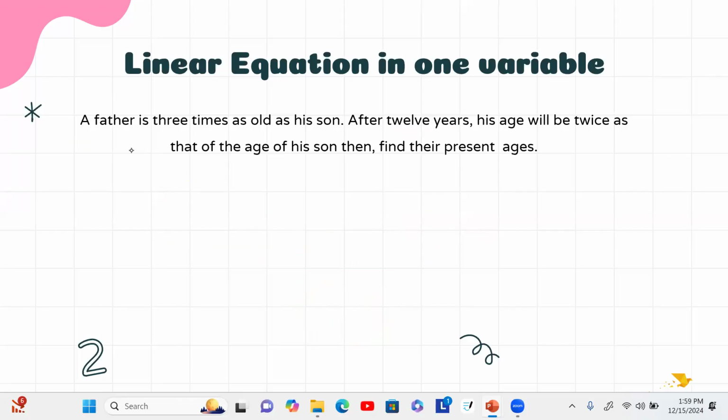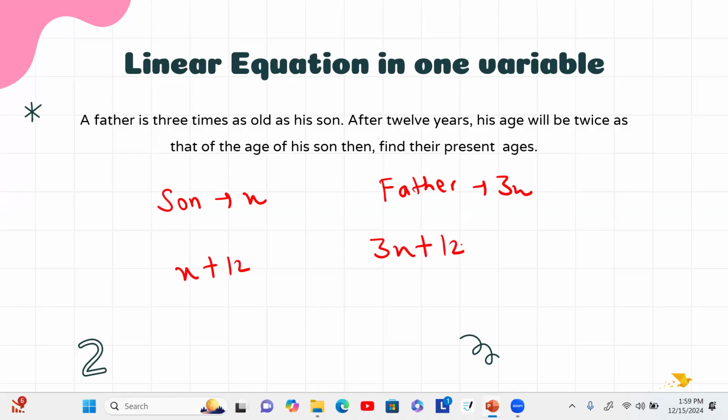The question says a father is 3 times as old as his son. So let's say the son is x years. So the father will be, according to the question, 3x years. After 12 years, the son will become x plus 12 and the father will become 3x plus 12. Right? This is as per our understanding.